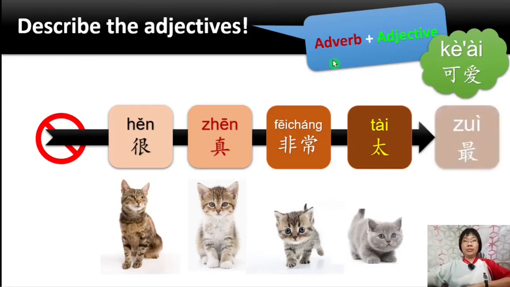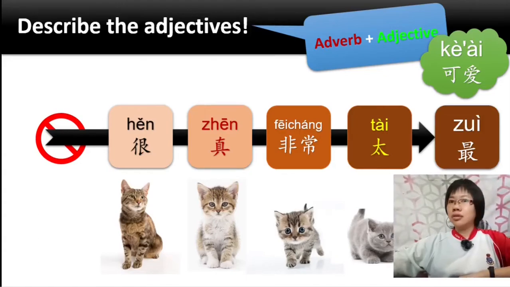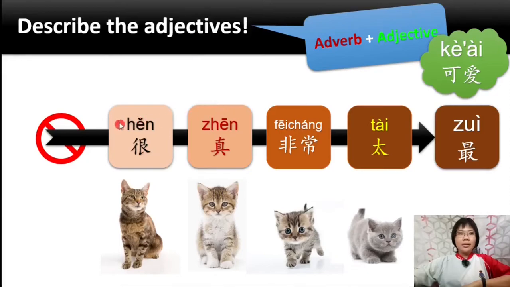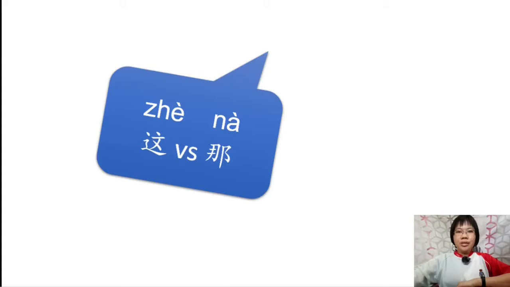And of course, 最可爱。最可爱 the most cute. This one, the most cute. Contoh. Next, you also have an adverb to describe the negative form. 不可爱。不可爱 not cute. So, ladies and gentlemen, now you have learned the word this and that.